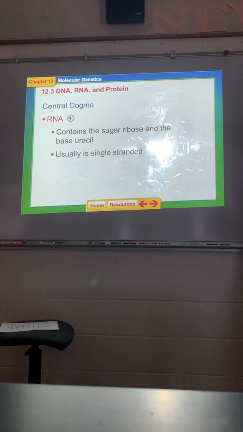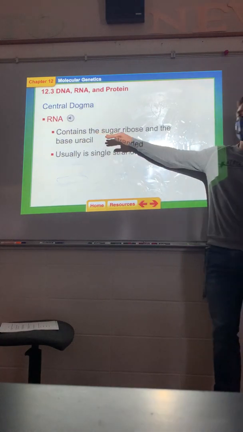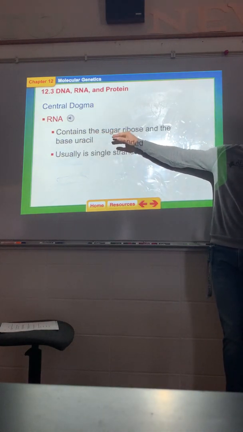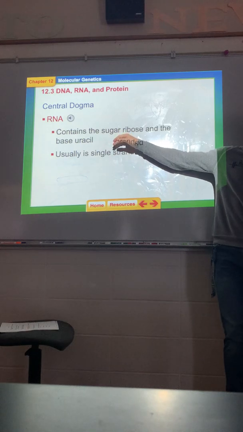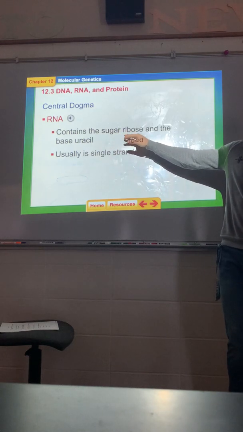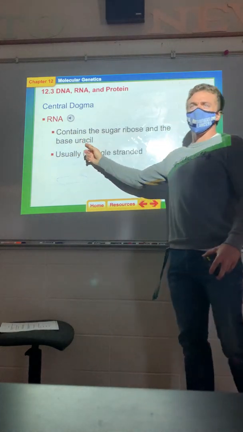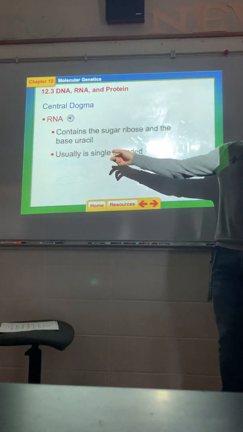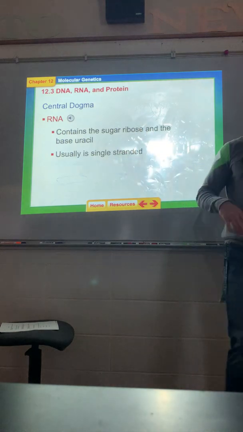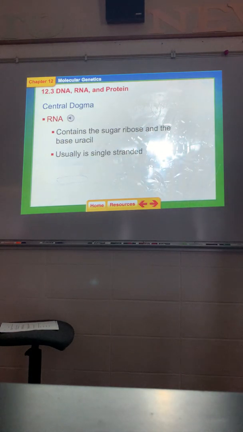All right, so remember, first off, RNA is ribose. It has that sugar ribose. That's why it's RNA, so ribose nucleic acid. It contains uracil instead of thymine, and it's single-stranded. DNA is double-stranded. So there's your three main differences between RNA and DNA.